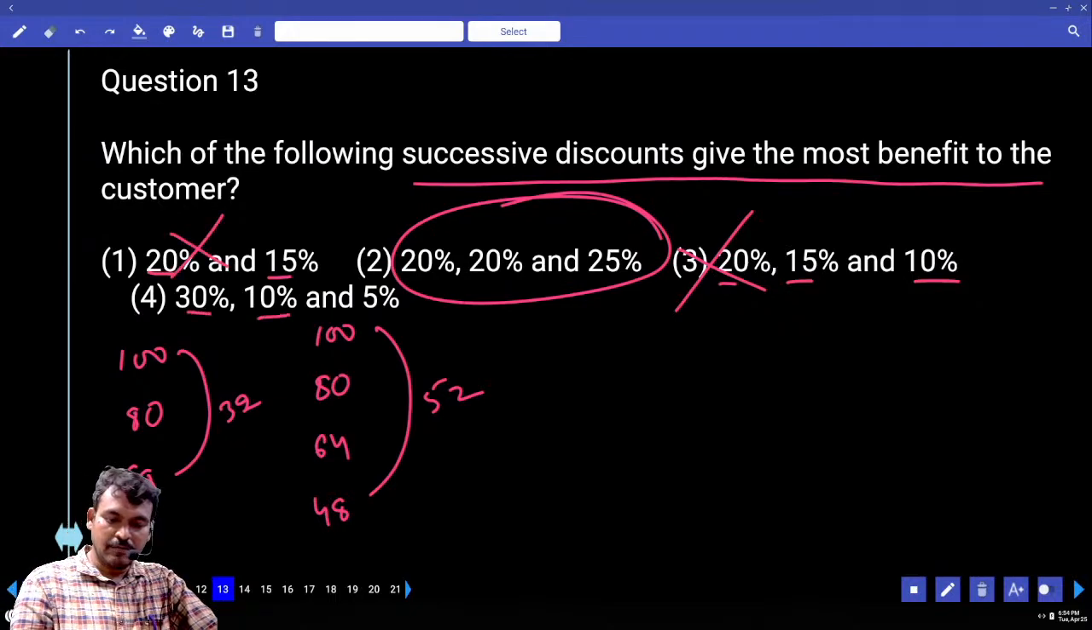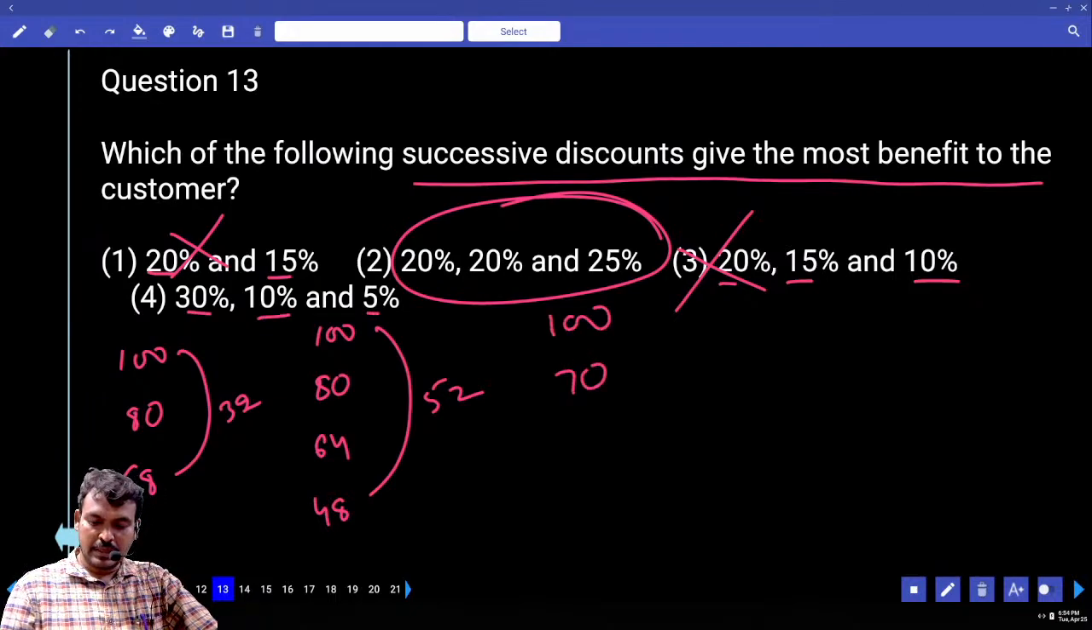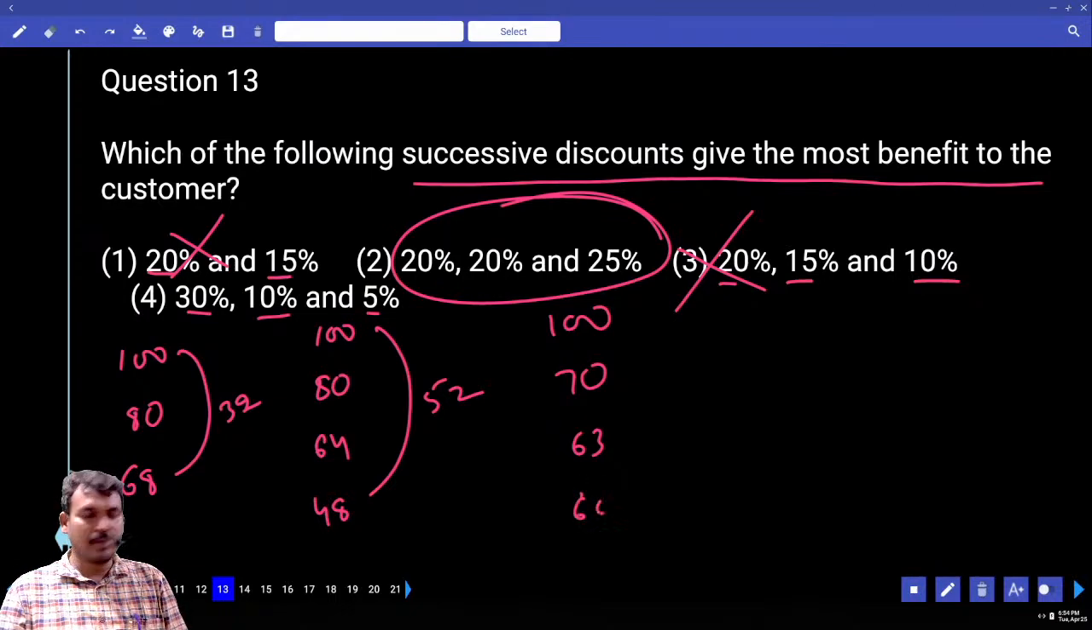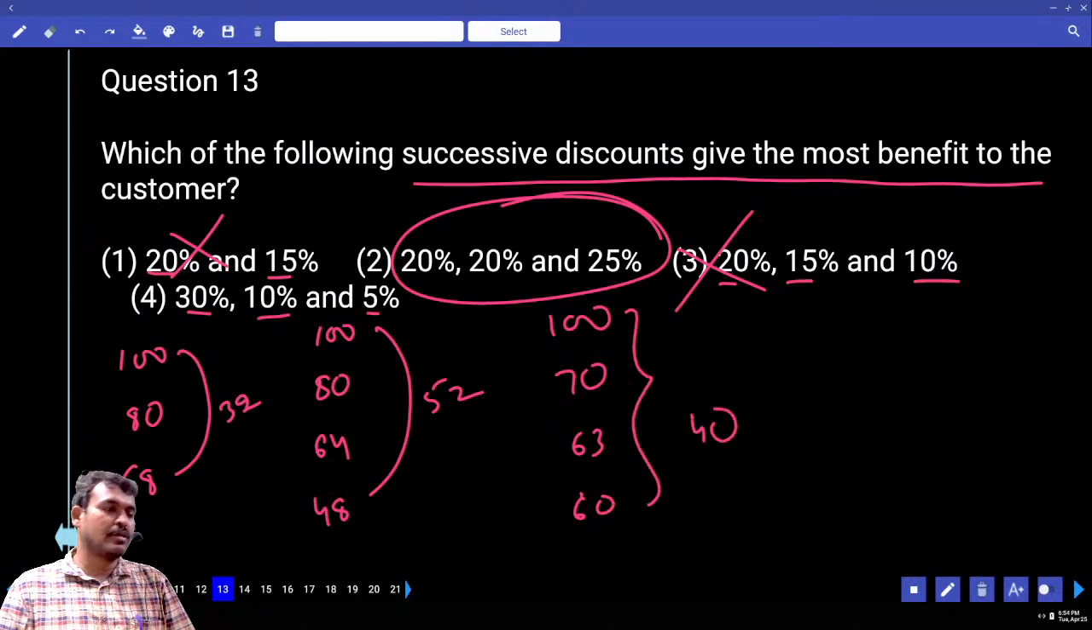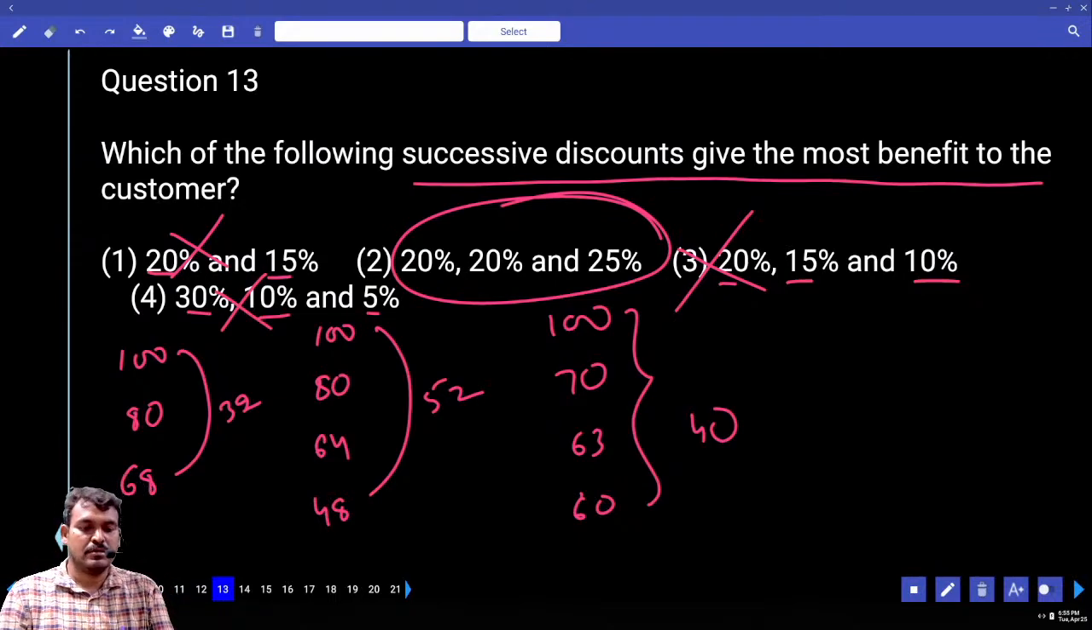Next 30, 10, 5. 100, 70, 63. In that 5%, 10% is 6.3, 5% is 3.15. 63 minus 3.15 means it is almost 60, nearby 60 or 160. What is the difference? 40. Obviously which one is more value? Second option or which case is getting more benefit? Second one or?